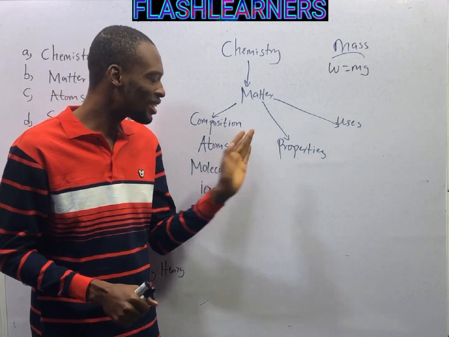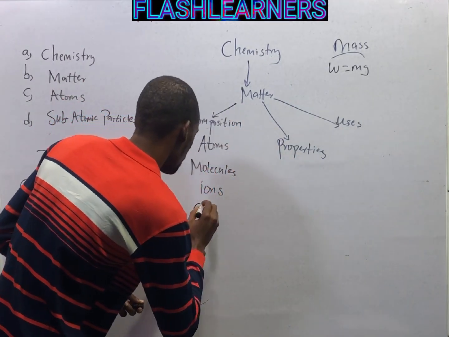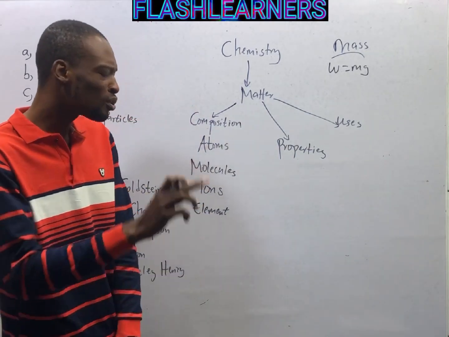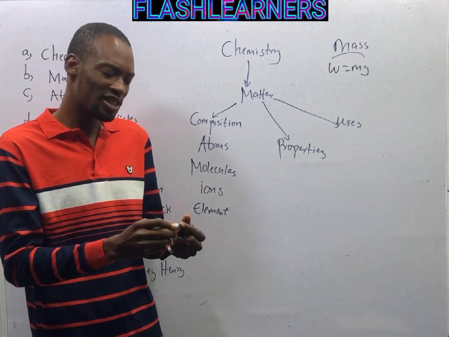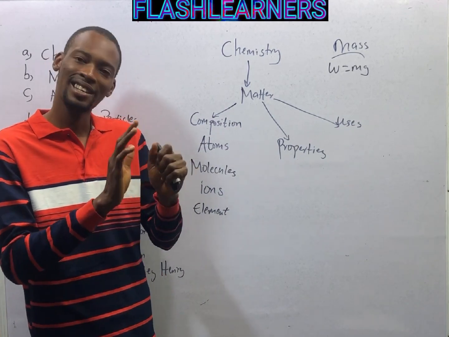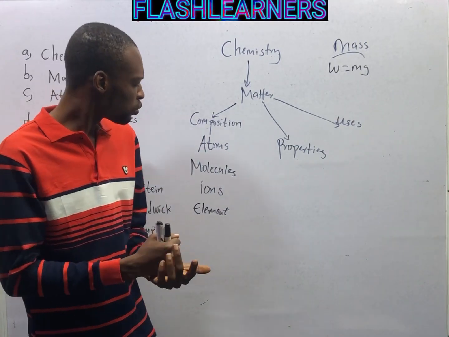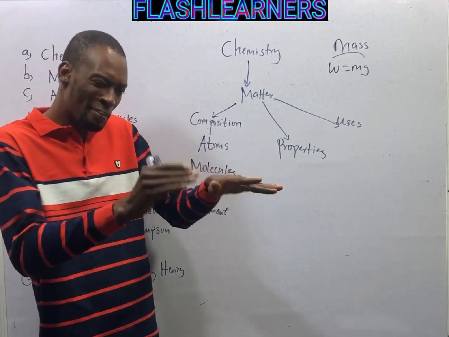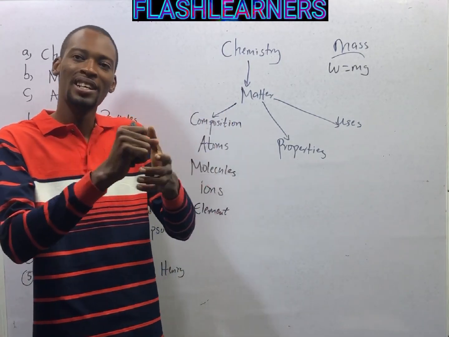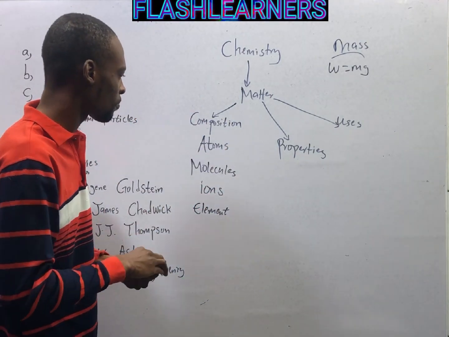What is the relationship between atoms and elements? An element is any substance that is made up of only one type of atom. If you bring out a substance and you check it is made up of only one type of atom, then it is an element. An element is a pure substance. And when two or more elements combine chemically, they form compounds. The behavior or property of a compound is different from the property of each of the elements that make up the compound.